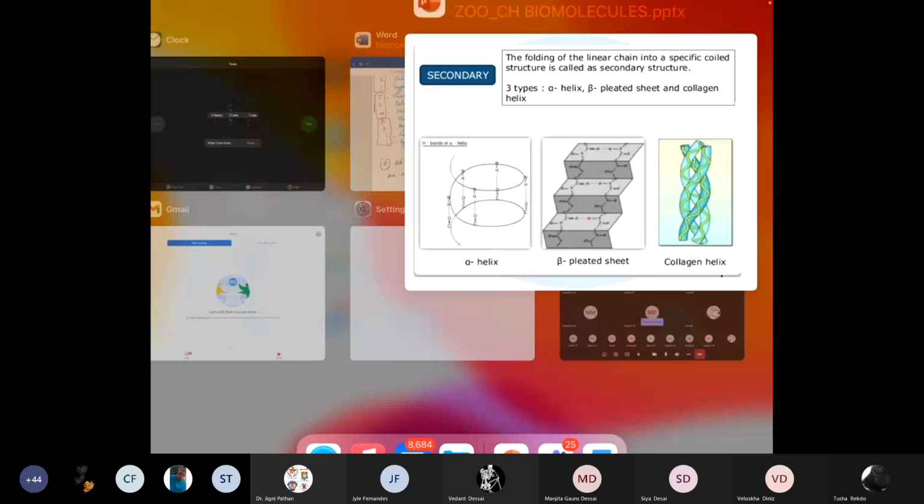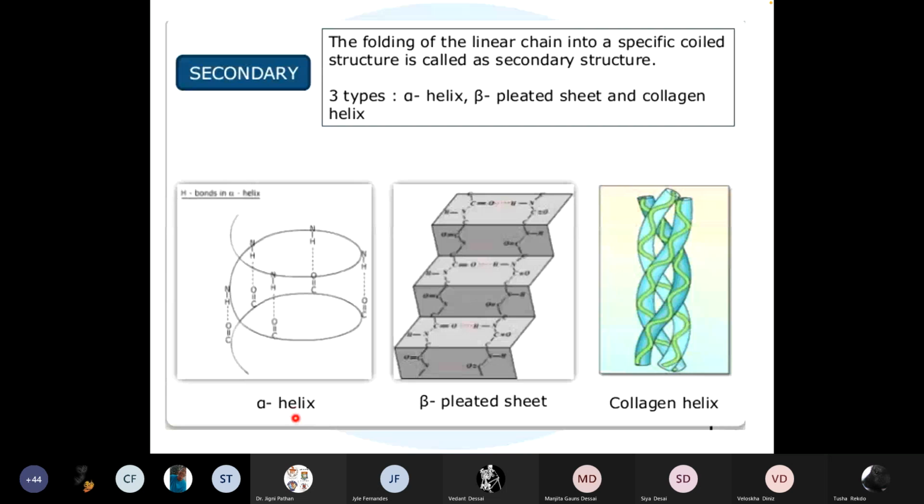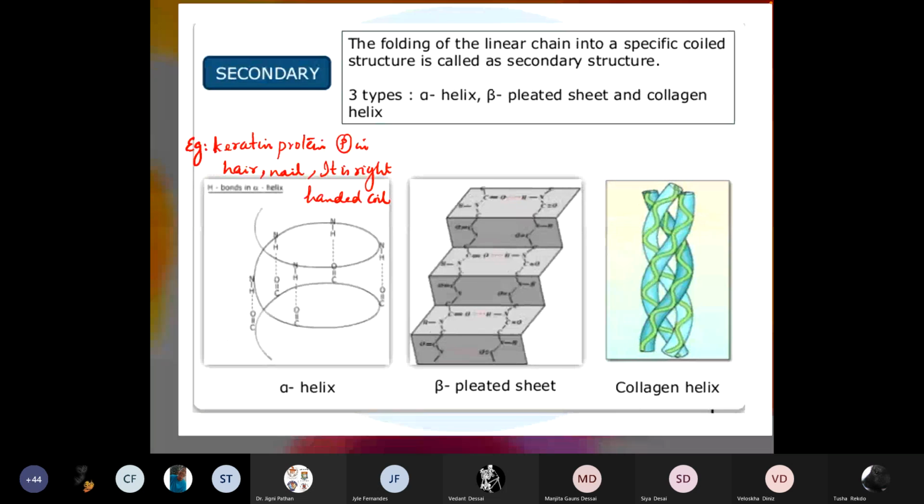The alpha helix example is keratin, the protein present in hair or nail. It's a right-handed coil. Are you all there? Yes, it's a right-handed coil.